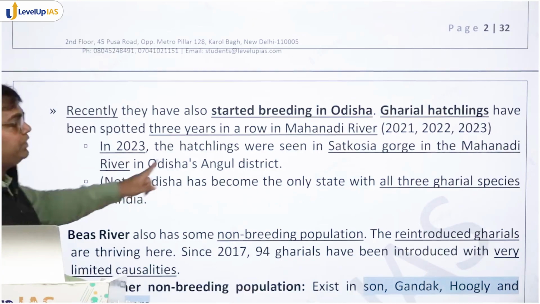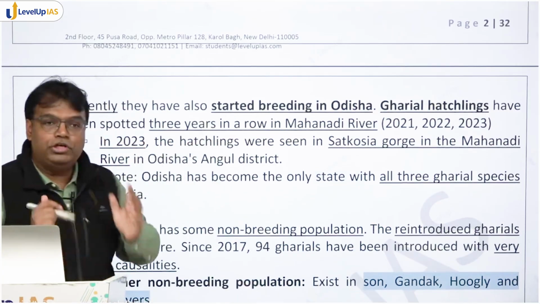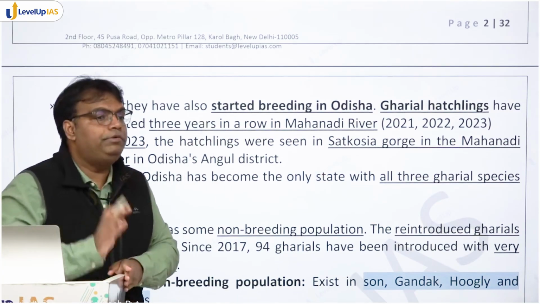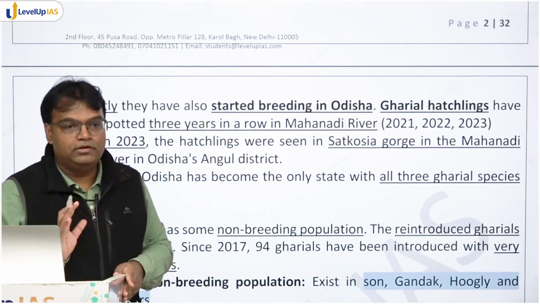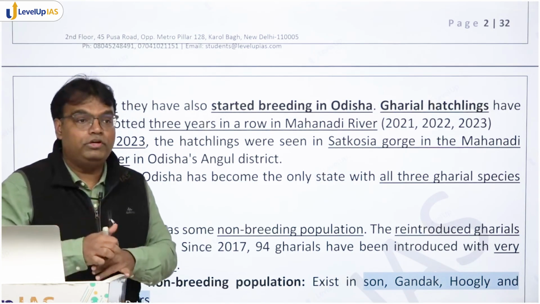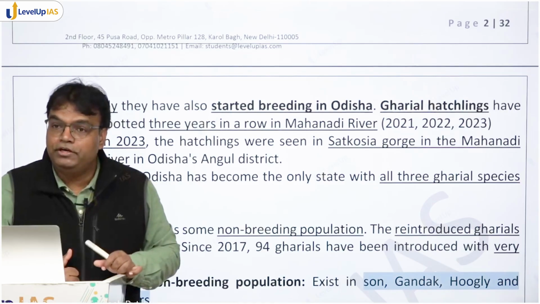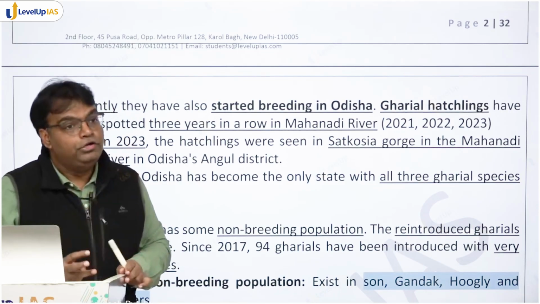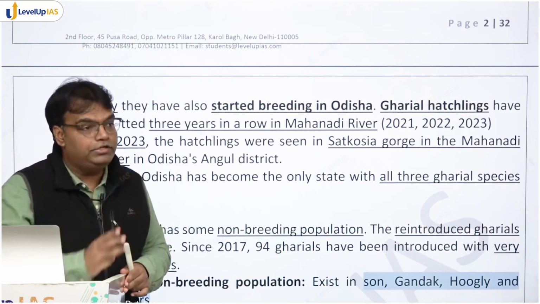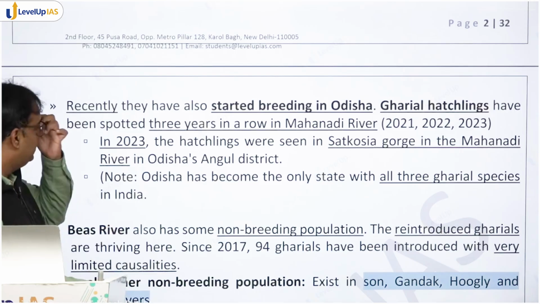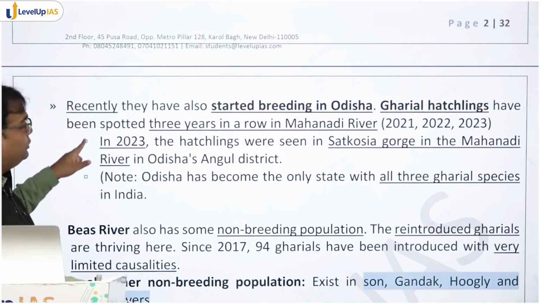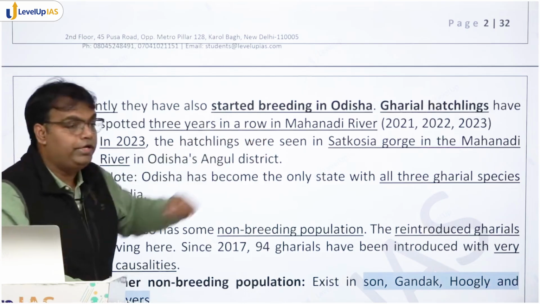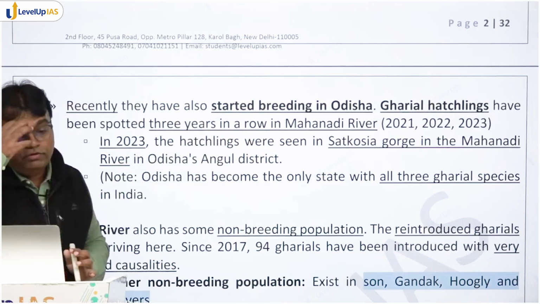Now, recently they've also started breeding in Odisha. Till 2020, the only breeding population that we found in India was in Chambal. But in 2021 we first saw breeding in Mahanadi. In 2022 we again saw it, and in 2023 we again saw it. For three consecutive years they have started breeding in Odisha. Gharial hatchlings have been spotted three years in a row in the Mahanadi River, in 21, 22 and 23.